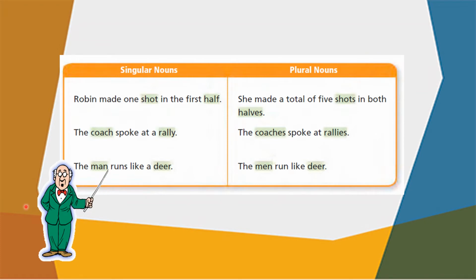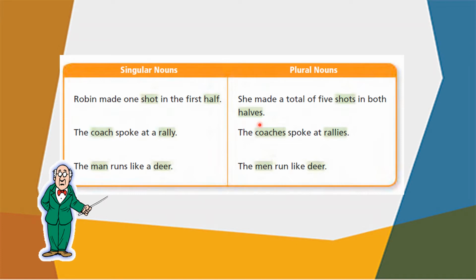So let's look at this chart with examples of singular nouns and plural nouns. So in the first column, you have Robin made one shot in the first half. So we have highlighted two singular nouns in here, shot and half. If we would transform them into their plural counterparts, you have she made a total of 5 shots in both halves. So let's discuss the structure of how we can transform singular nouns into plural nouns.